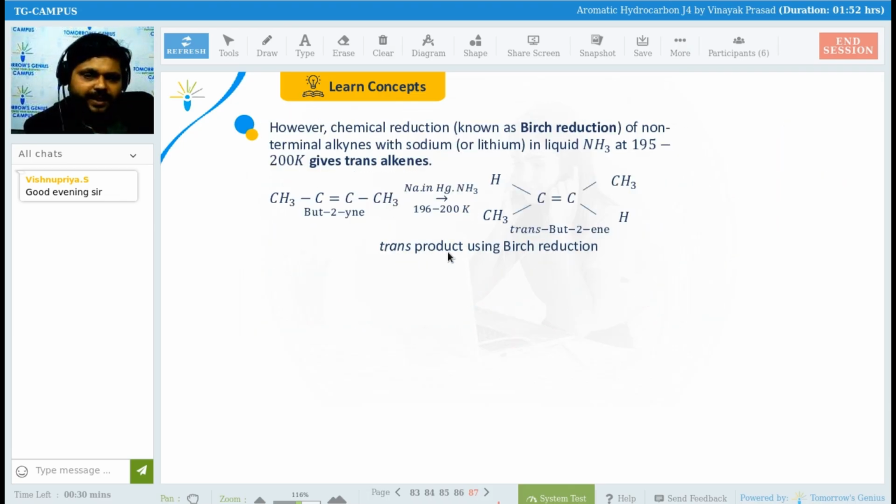Now, however, chemical reduction known as Birch reduction of non-terminal alkynes with sodium or lithium in liquid NH3 at 195 to 200 Kelvin gives trans-alkene. See here, this is what? But-2-yne. In the presence of sodium and liquid ammonia, we are getting what? Trans CH3, CH3. This is in opposite direction. We are getting what? Trans alkene.